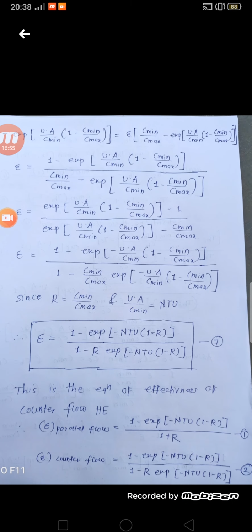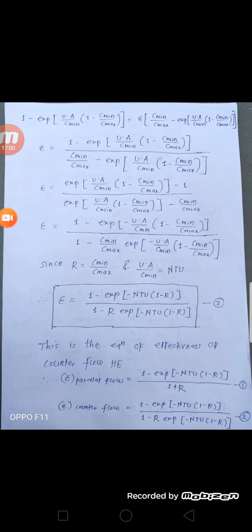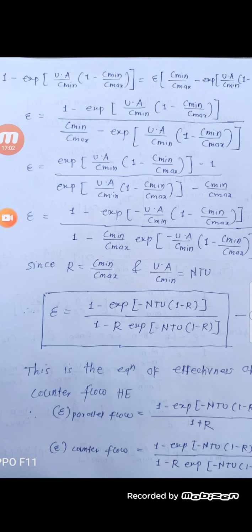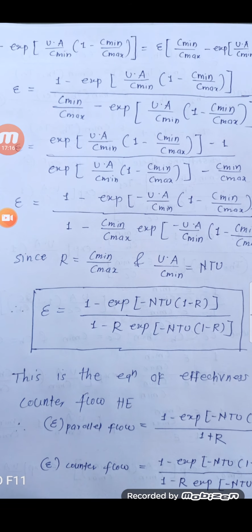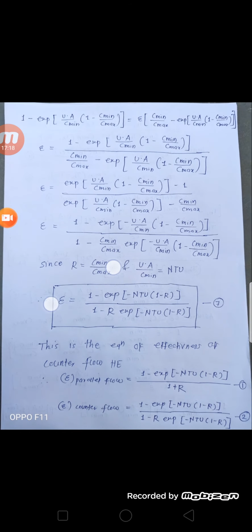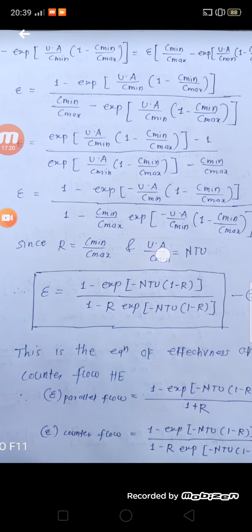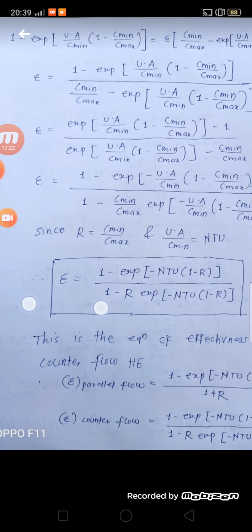Rearranging this equation we got the final equation. So in this equation, what is the value of R? R is nothing but C minimum upon C maximum, and what is meant by NTU? NTU is nothing but UA upon C minimum. So instead of UA upon C minimum we put NTU, and instead of C minimum upon C maximum we put R, that is the heat capacity ratio.